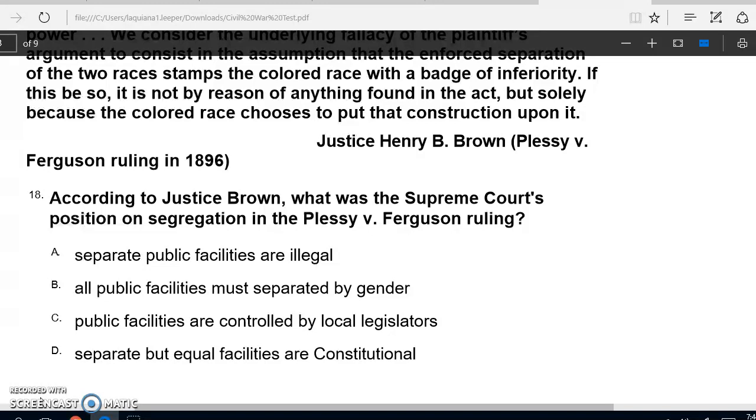According to Justice Brown, what was the Supreme Court's position on the segregation in Plessy versus Ferguson? A. Separate public facilities are illegal. B. All public facilities must be separated by gender. C. Public facilities are controlled by local legislators. D. Separate but equal facilities are constitutional.